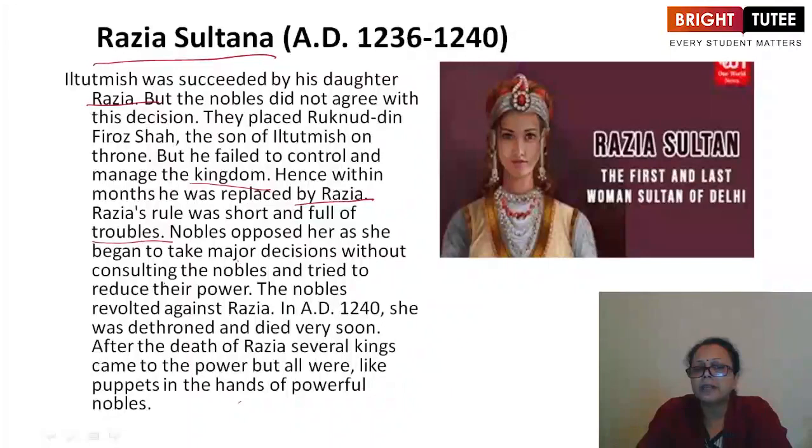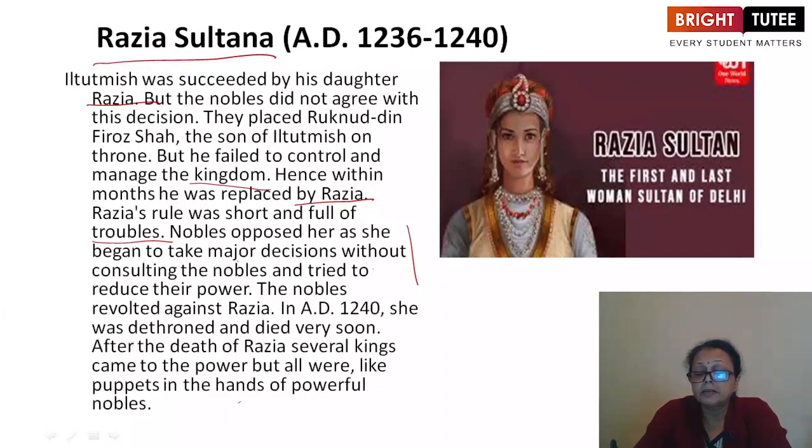Nobles opposed her as she began to make major decisions without consulting the nobles and tried to reduce their power. The main reason behind it was, first of all, she was very intelligent. She was able to control the territory and rule over the kingdom, the empire. But as the nobles did not like her, she started taking her decisions without consulting them, and always tried to reduce the power of the nobles.